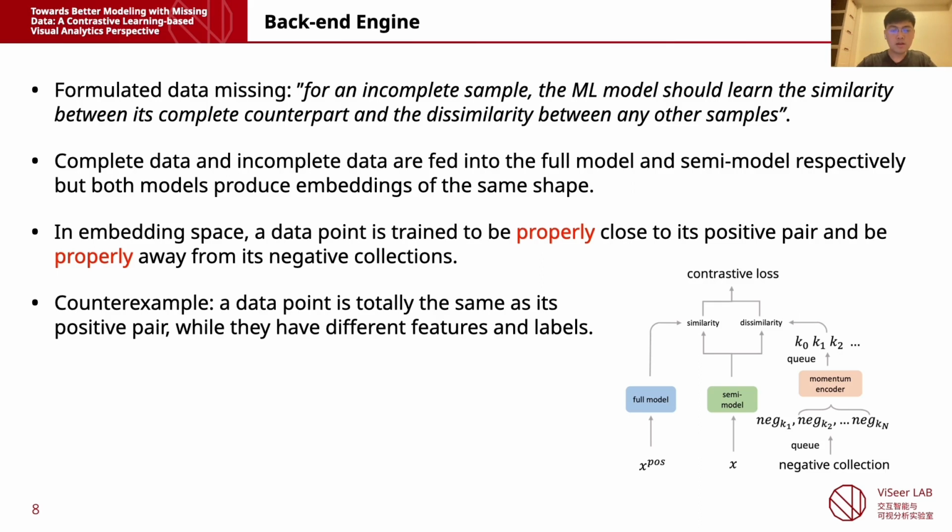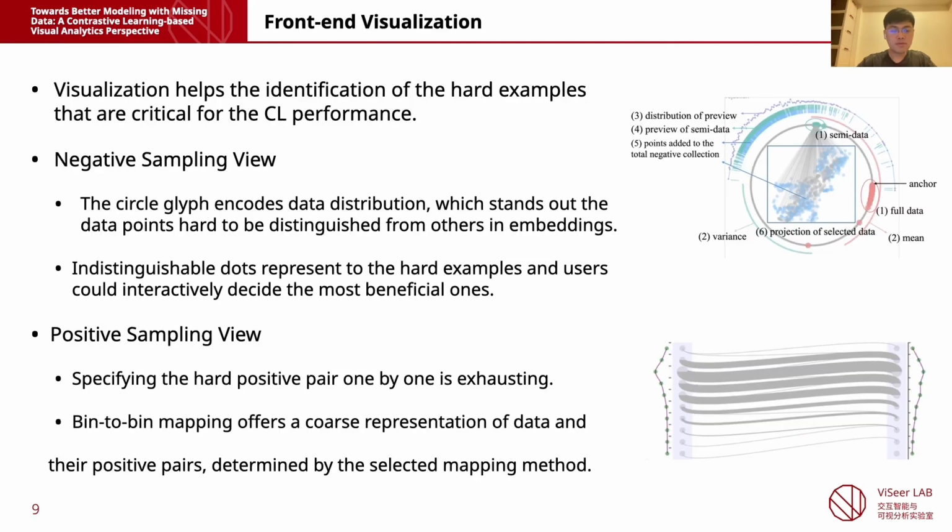For instance, anomalous training can result in a data point becoming identical to its positive pair, despite their different features and labels. Therefore, the front-end visualization is critical for CL performance. It helps the identification of the hard examples, which contributes to effective training. I will explain the hard example determination for the negative collection and positive pair.